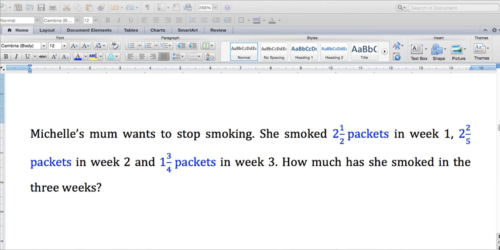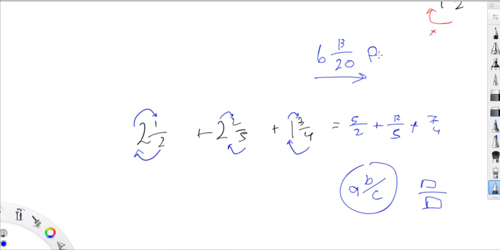Cool. And make sure you put it in context. So 6 and 13/20, what? They're packets. Otherwise you could be talking about anything.